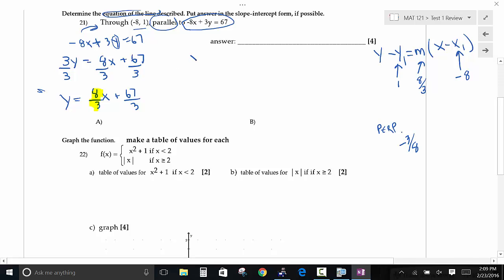So now what you're going to do is y minus 1, like we have, equals the same slope, 8/3, times x minus -8, like that. So you're going to basically put this problem in the slope-intercept form. So we're going to go ahead and solve this. Okay, so we're going to get y minus 1 equals 8/3 times x plus 8, like that. Okay, so I've got everything put in here.